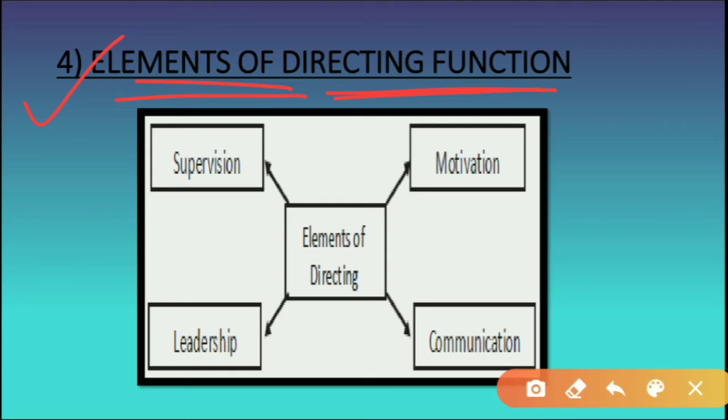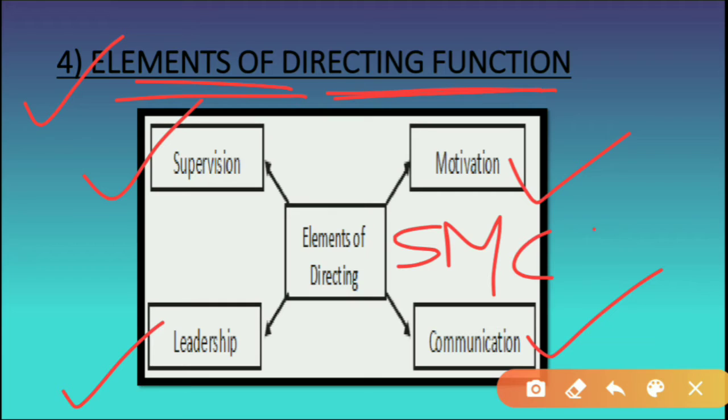What are those? See, elements of directing: supervision, motivation, communication, leadership. What are the four elements of directing function? You have to memorize it very well: supervision, motivation, communication, leadership.